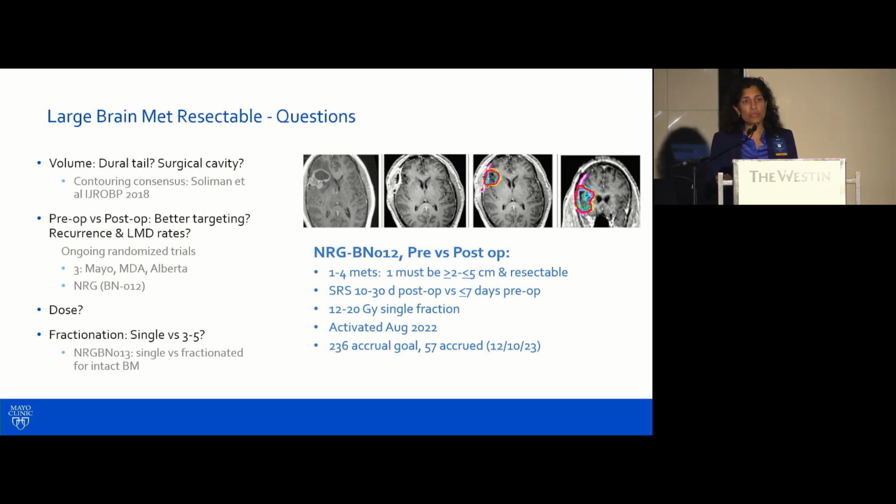What's the dose? Do you give a lower dose, higher dose? Should we be fractionating? So this is the other question that now comes up. Should they all be single fraction where a bigger cavity gets a low dose, or should we fractionate it and give it in 3 to 5 fractions? So these are all questions, and there are studies going on in the NRG environment looking at one versus multiple fractions and looking at pre versus post. So hopefully we'll have more answers in the next short while.